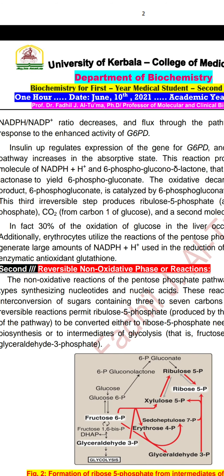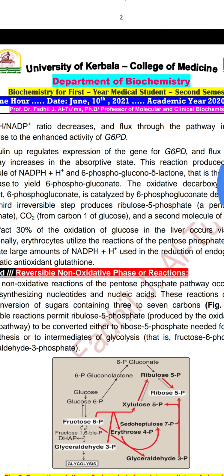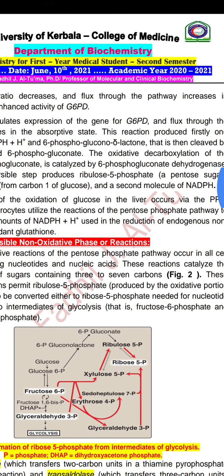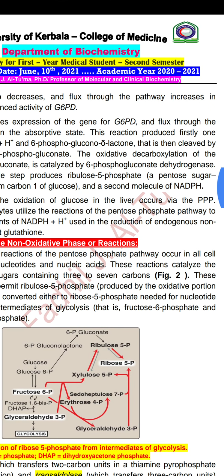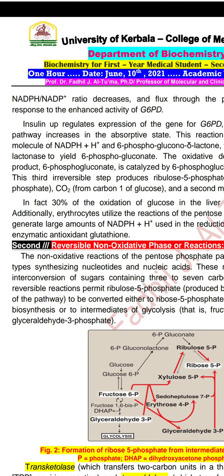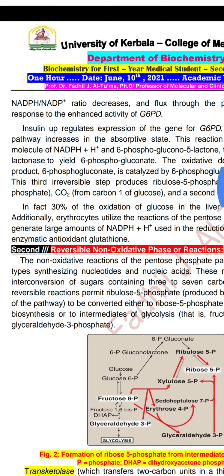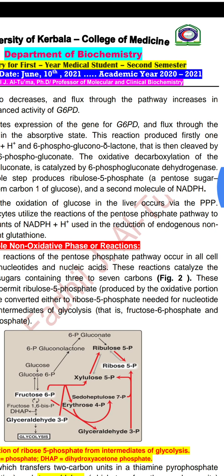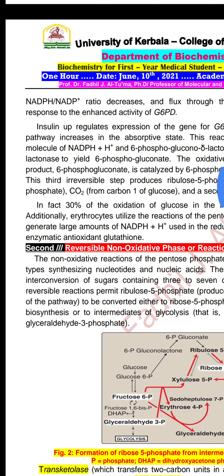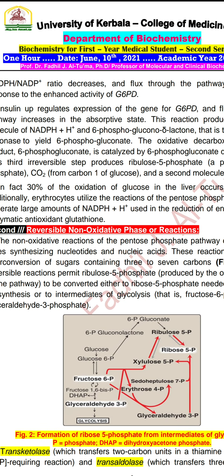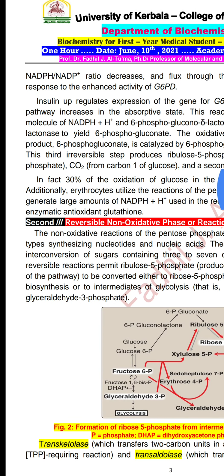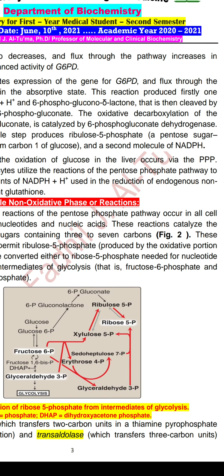Insulin hormone. Insulin upregulates expression of the gene which is responsible for the G6PD biosynthesis, and flux through the pathway increases in the absorptive state. This reaction produces firstly one molecule of NADPH with hydrogen ion, and then another molecule is produced as indicated in the previous figure.